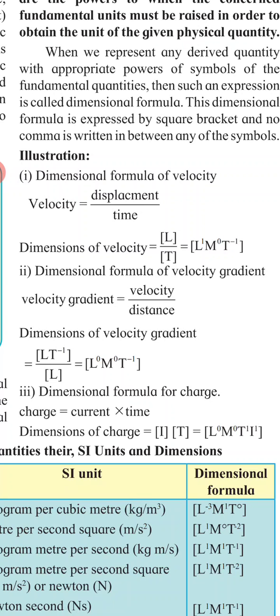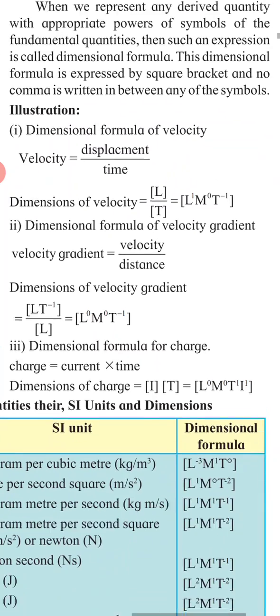Then second, the dimensional formula of velocity gradient. Velocity gradient is nothing but velocity upon distance. So the dimension of velocity is what we have just calculated, that is L T^-1. You may ask me a question: why is M not written? Because M is 0, so you can neglect it. So the dimension of velocity gradient is L T^-1 upon L, so L will cancel out, and it will be L^0 M^0 T^-1.